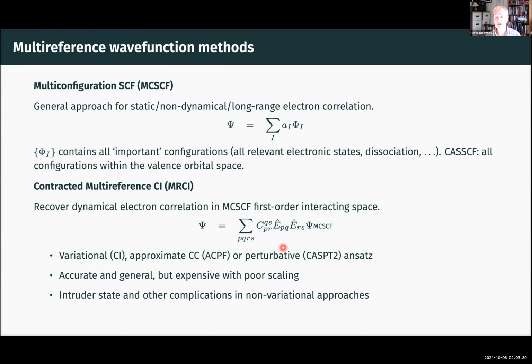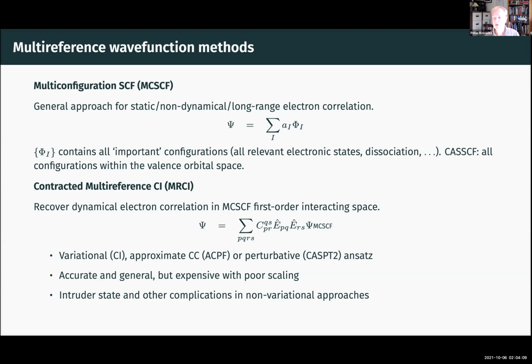What can we do with that? We can do a variational calculation. That's configuration interaction, multi-reference configuration interaction. We can try to correct for the effects of the lack of extensivity of that variational approach, either do coupled cluster theory or some approximation to it, or we can address both the extensivity and actually the high cost of multi-reference configuration interaction by doing second order perturbation theory.